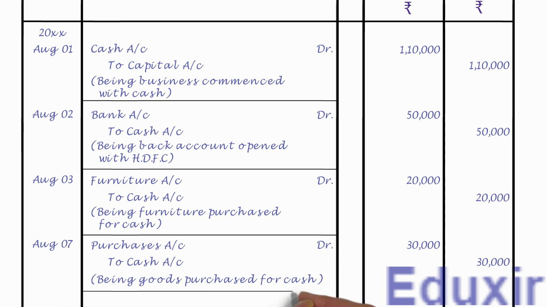Let us now draw a line to mark the completion of journalizing of this transaction. That completes the journalizing of this transaction. Let us now take up the next transaction.